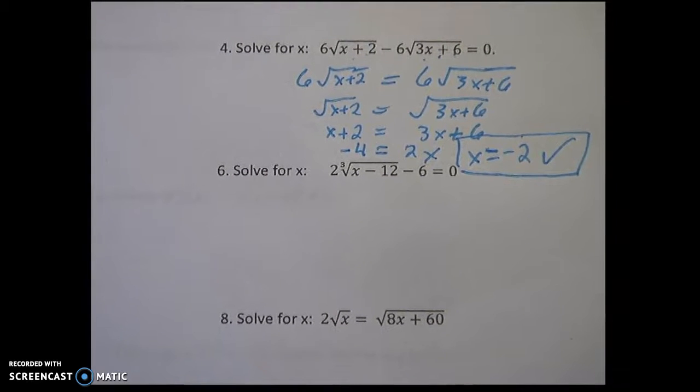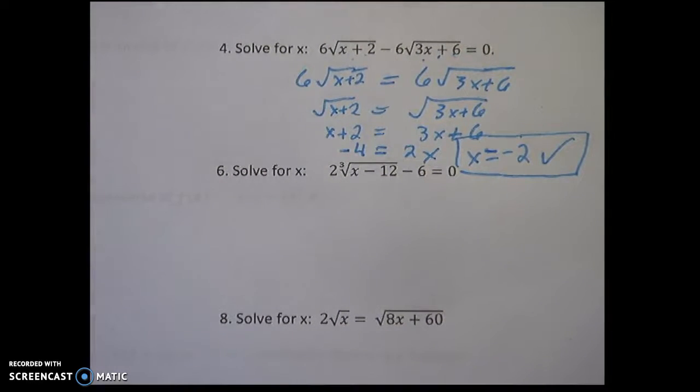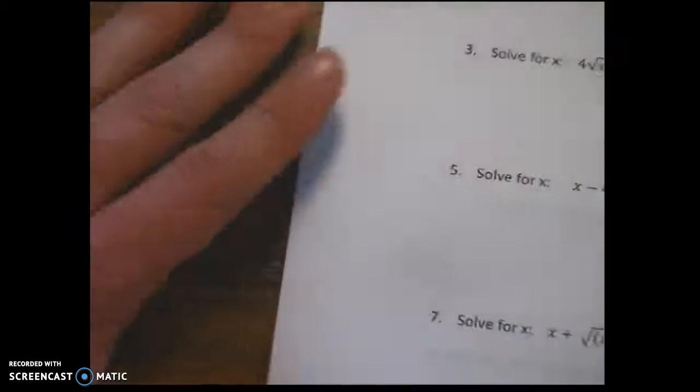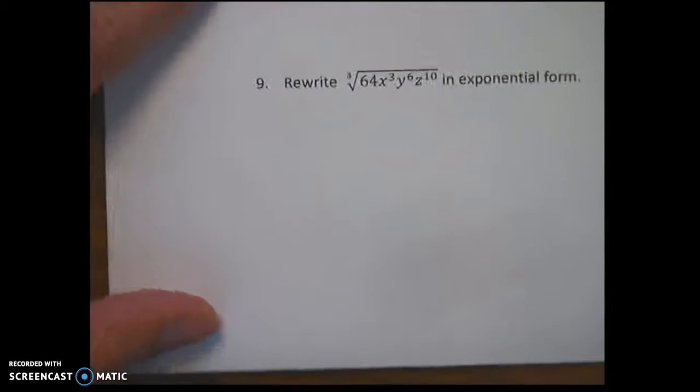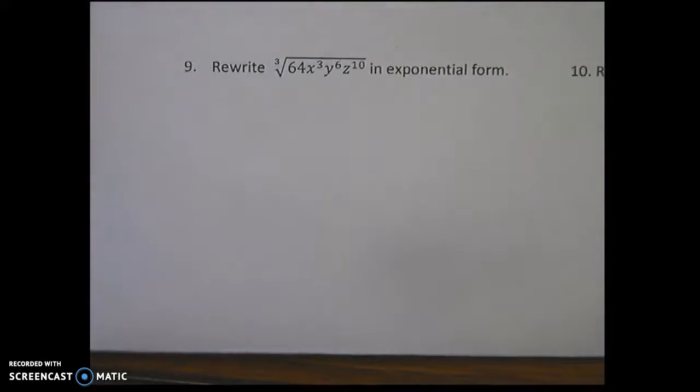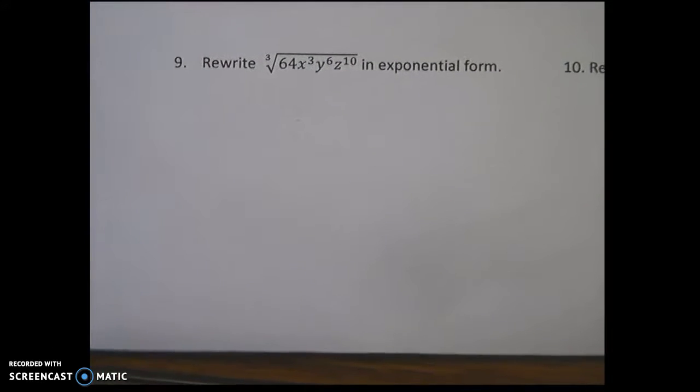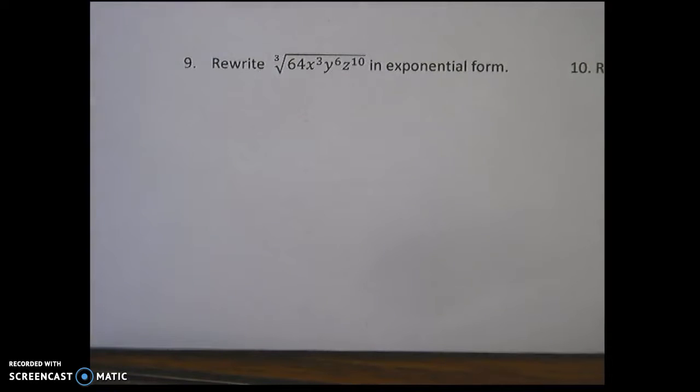The next one I'm going to do on the test review is number 9, which is deceptively simple. It says to rewrite in exponential form. And on the test, when you see this problem, unless it says to rewrite and extract all roots, you don't need to worry so much about simplifying.